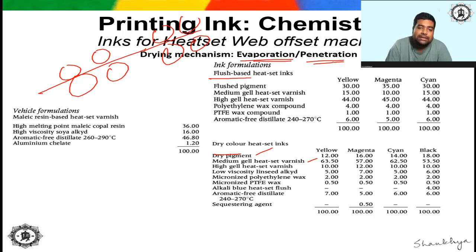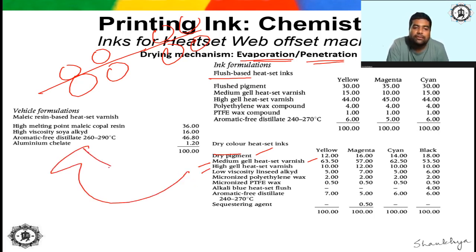Now here you see, after dry pigment, what is given? Medium gel heat-set varnish and gel heat-set varnish. Now let us take a look at the vehicle formulation, or the varnish formulation, of these heat-set inks.